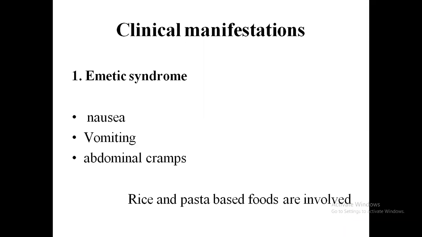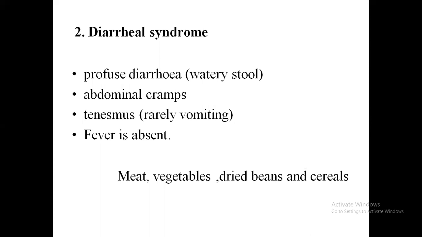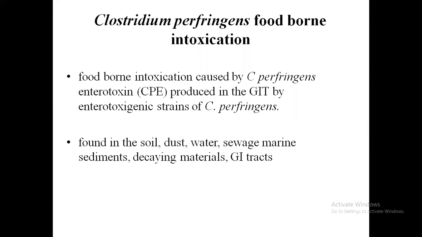One is the emetic syndrome: nausea, vomiting, abdominal cramps, and rice and pasta based foods are very commonly involved. And the diarrheal syndrome again has profuse diarrhea, abdominal cramps, tenesmus, rarely vomiting, and fever is absent here. Only diarrhea, and loss of fluid is more. Foods like meat, vegetables, dried beans, and cereals can cause more of the Bacillus diarrheal kind of symptoms.